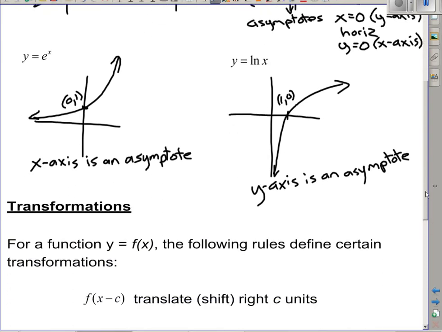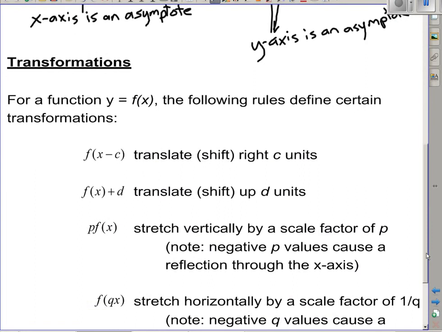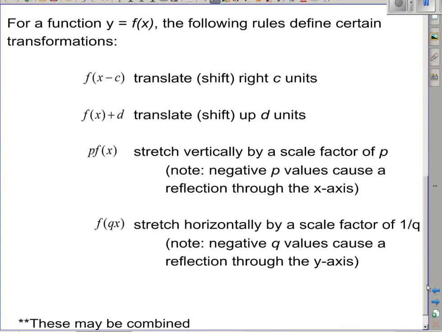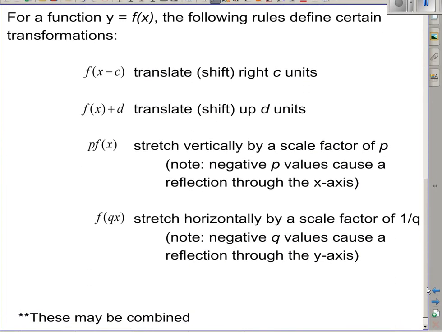Transformations. These are general rules that apply for those families of functions and for all functions. For function y equals f(x), the following rules define certain transformations. f(x - c) is a translation of c units to the right. And by the same token, if you had x plus some number, that would shift it to the left. If you have a number tacked on to the end of your function, so f(x) + d, that's going to translate it up d units. By the same token, if it had been minus d, that would move it down.